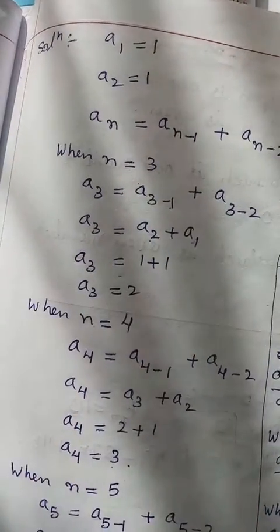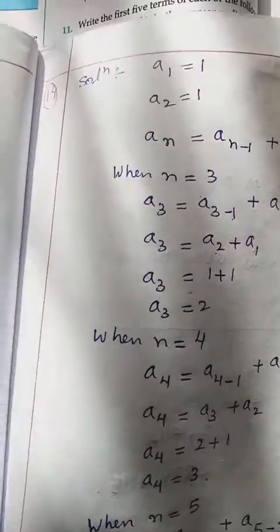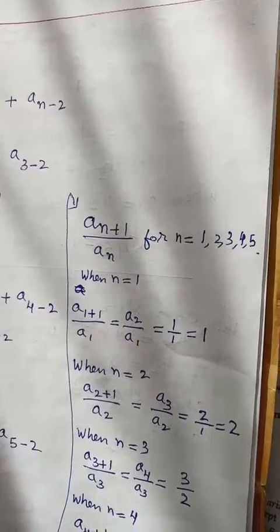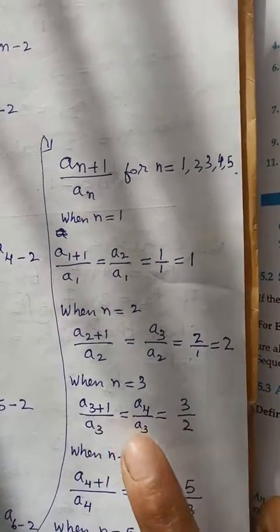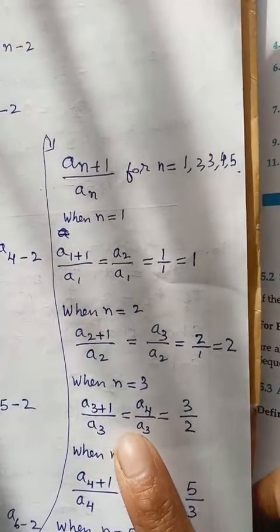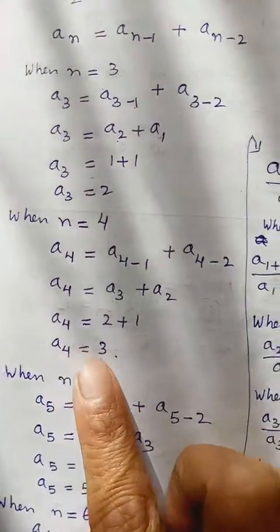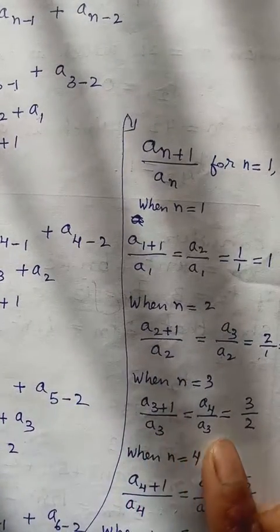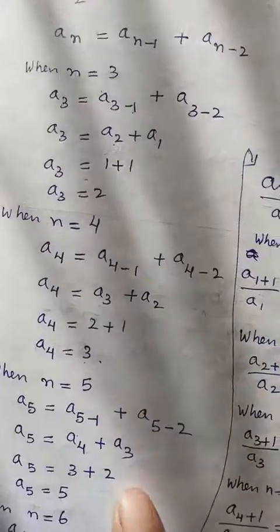So like that we continue for n equals 3. We will have 3 plus 1 becomes A4 over A3. Then A4 we already calculated on this side, 3. Then A3 we have already calculated, 2. So it will become 3 by 2.